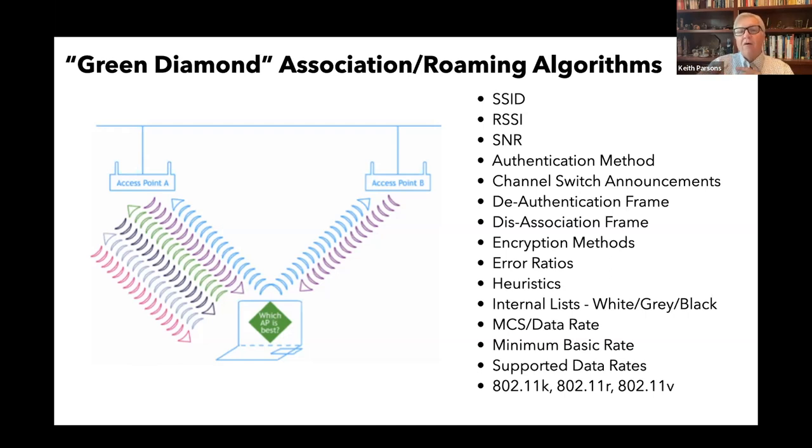But the choice of where to roam or which AP to associate with can be as simple as, especially with some older Linux drivers, who has the loudest signal, go to him. But that's a too simplistic way. Clients don't act that simplistic most of the time. There's all these things on the right. There's a huge list here of parts that go into the algorithm that determine which AP I should join.